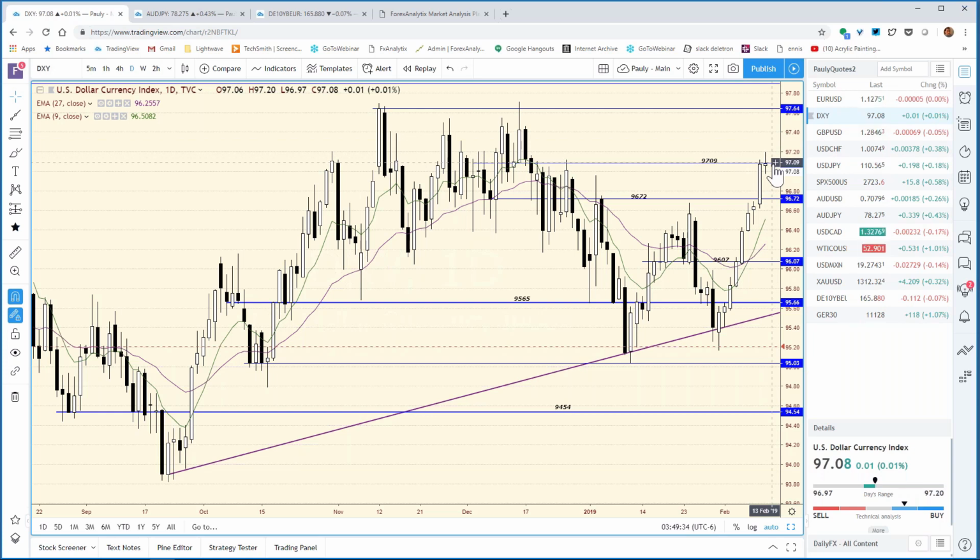Also, the cable's coming into some close support. There's a little bit more resistance here at 97.20. You can see that right here coming across, and that is an actual resistance level.